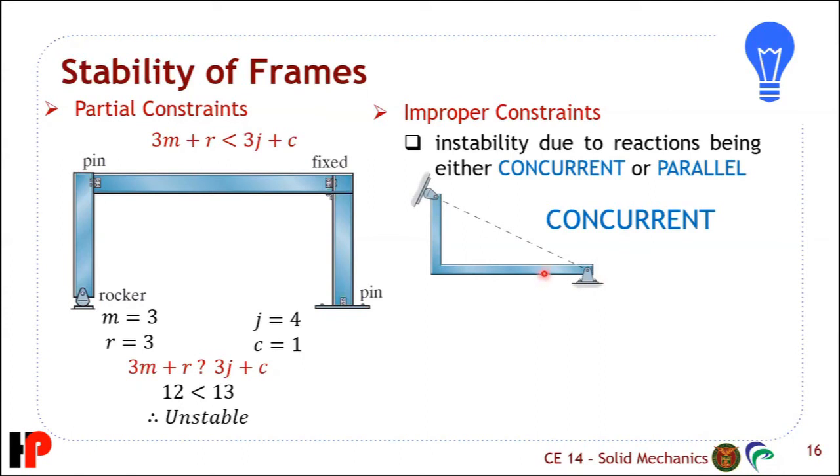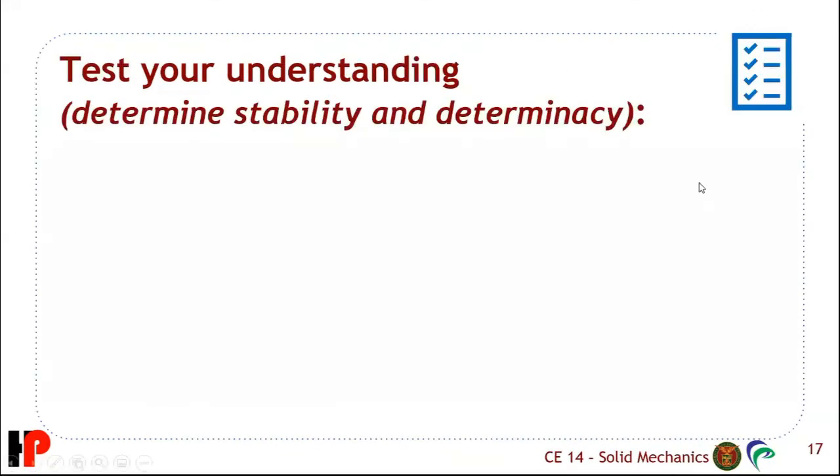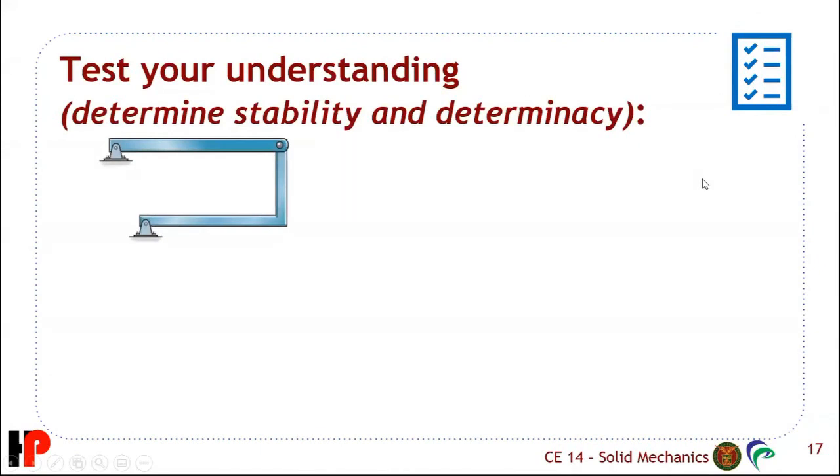Okay? Now, parallel naman happens this way. So, ayan, vertical, vertical, vertical. So, yung support on this frame, parallel sila. So, kaya unstable yung frame na yan. So, if you apply a horizontal force, for example, mag-move na to, di ba? Horizontally.